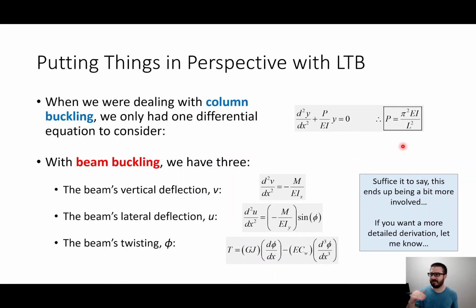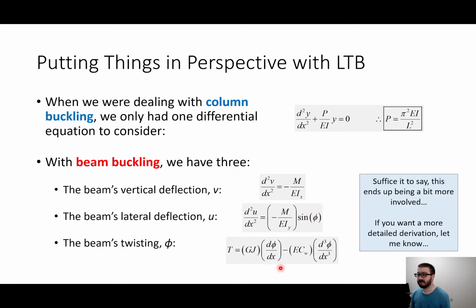So we have the differential equation for vertical deflection, which is just beam deflection. This is just the second derivative of deflection is M over EI. And I'm using V for vertical deflection, and I'm using this term U for lateral deflection. So the lateral deflection is M over EI, but then there's some trig in there. And then we have this torsion equation, which we just saw on the previous slide.